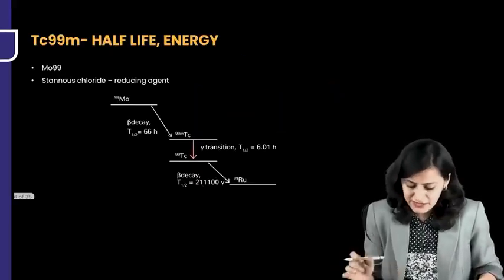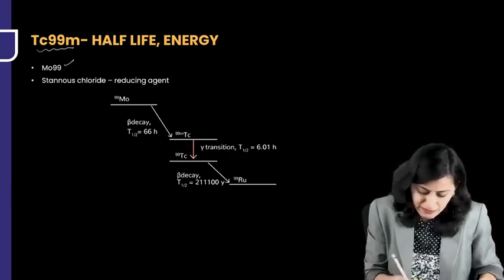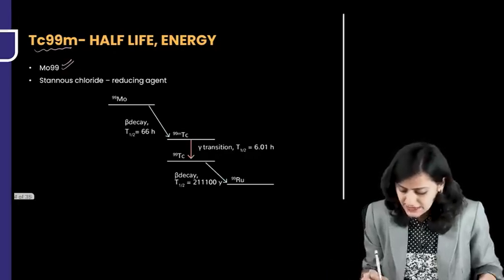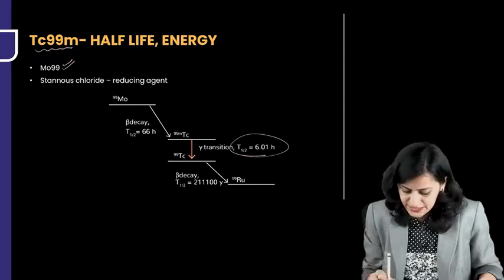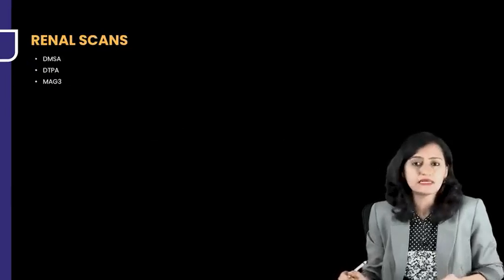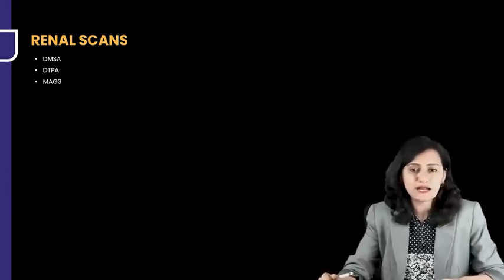So based on the site of interest, we have the various scintigraphies. That is what we would be seeing as well. We spoke about technetium-99. The parent molecule from where it comes is molybdenum-99, and its half-life is 6 hours. It emits gamma rays. Now coming to the site-oriented various scintigraphies, what are the various renal scans that we do?